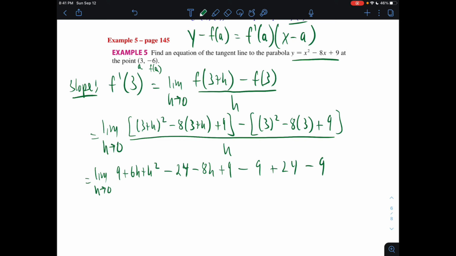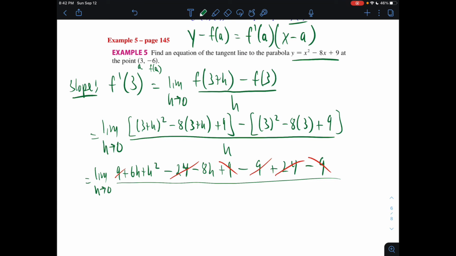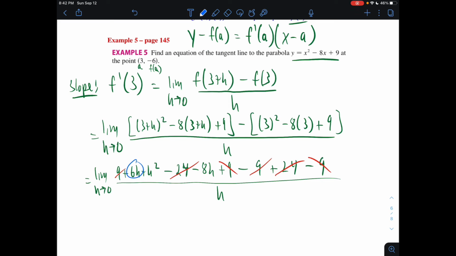You can see that we've got a bunch of stuff that we can cancel out already. That 9 and this 9, that 9 and this 9, and then that 24 and that 24. And we still have all of this stuff divided by h. You can see that I've got a 6h that I will be able to combine with a negative 8h. So that gives me a minus 2h, and I still have that plus h squared. I've accounted for every term in my numerator this time.